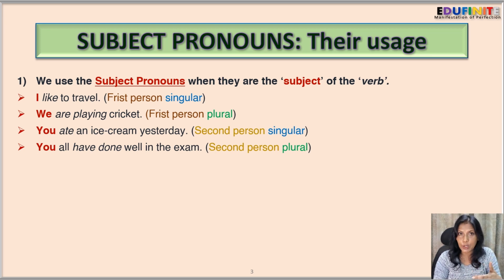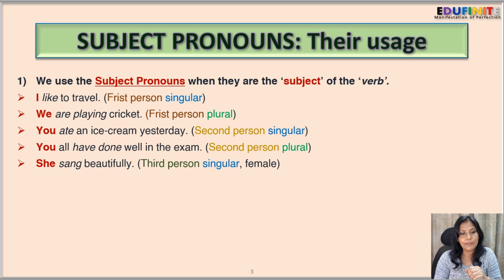So, when the teacher comes and tells us after we give an exam and after she's finished a correction, before our results are out, that you all have done well in the exam, that means the whole class, the students feel very good. They feel very elated. Yay, we have done well in the class.